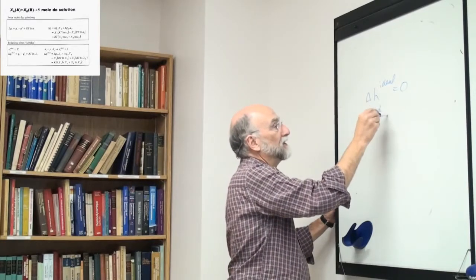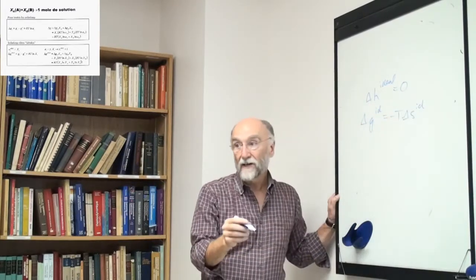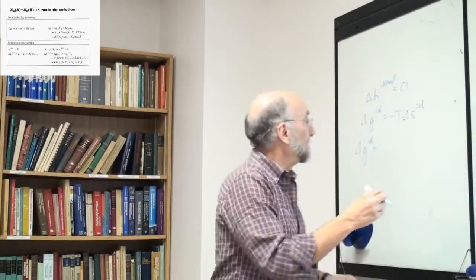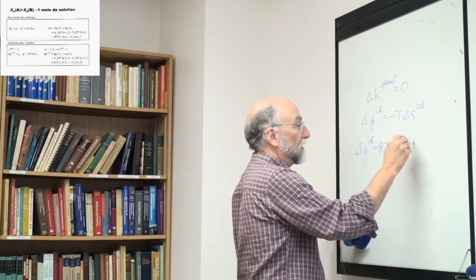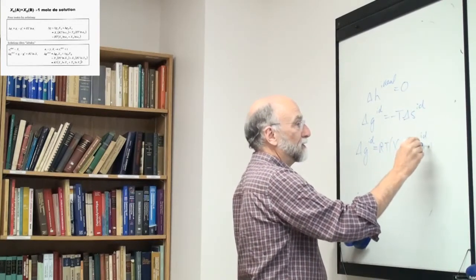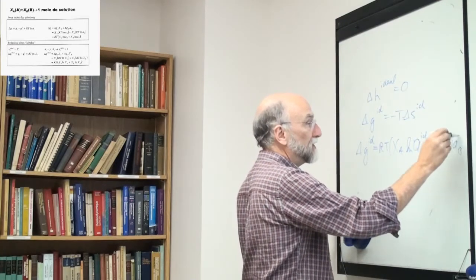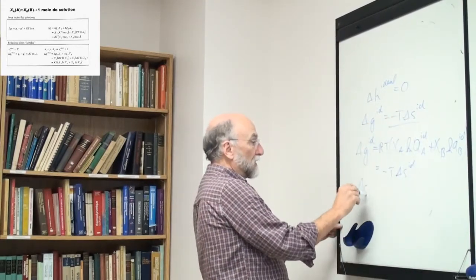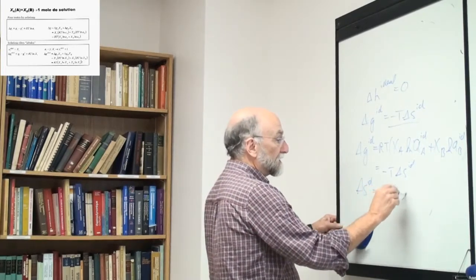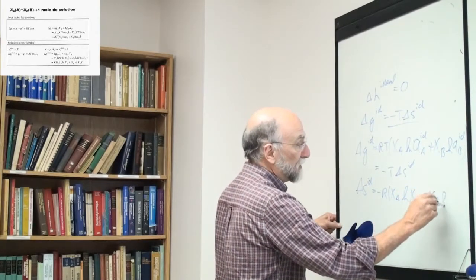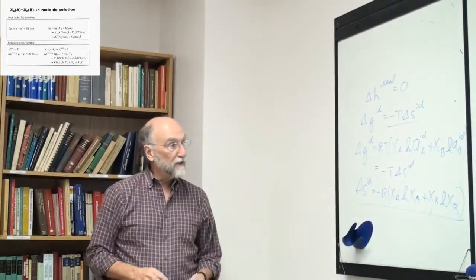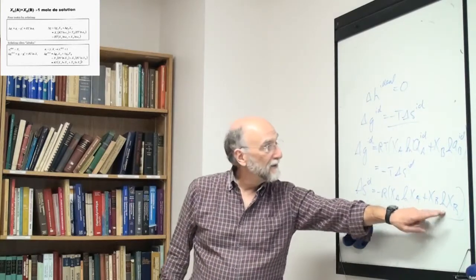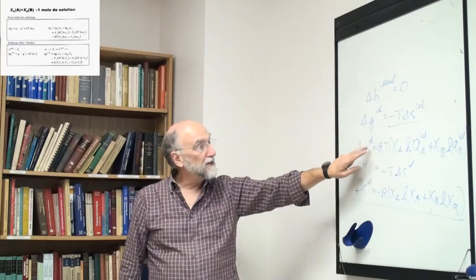So delta G ideal is minus T delta S ideal. Okay, delta G, and this is doing it the right way around. Delta G ideal is defined from here. Delta G ideal is RT XA log activity of A ideal plus XB log activity of B ideal. And that should be equal to minus T delta S ideal. But we already showed that delta S ideal is equal to minus R XA log XA plus XB log XB. This we showed earlier today from the Helmholtz equation. So that's your ideal entropy. The ideal enthalpy is 0, so the ideal Gibbs energy is minus T delta S.